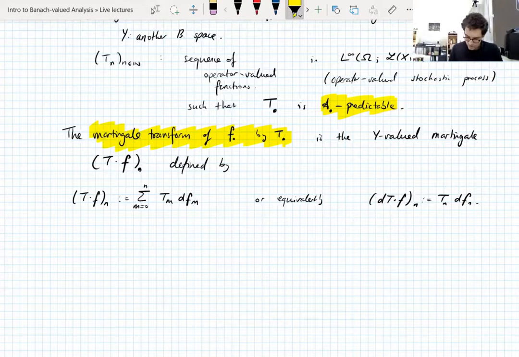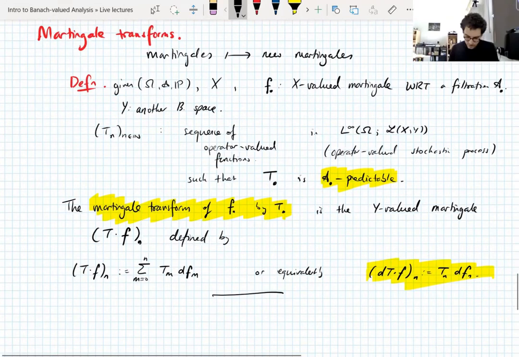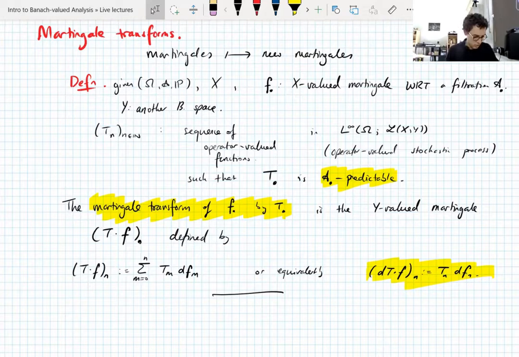Remember, martingales can be defined in terms of their difference sequences. You just sum them up and you get the values of the martingale. So we take the difference sequence of the martingale we started with and we apply the operators to that difference sequence one by one. And that's the definition. Of course, I didn't show that it was actually defining a martingale. I just claimed that it did. We should show that it does.